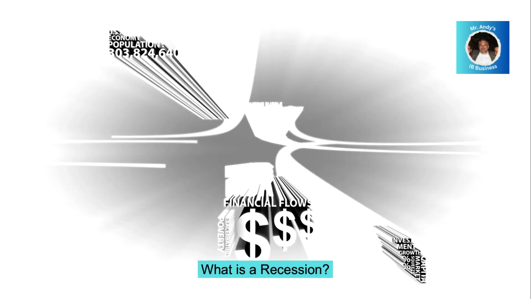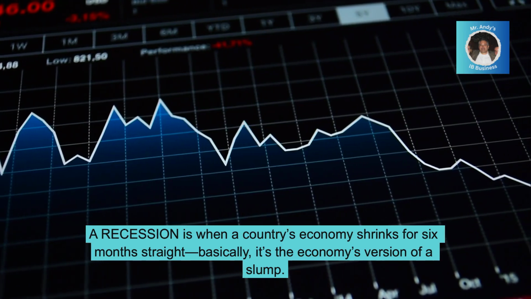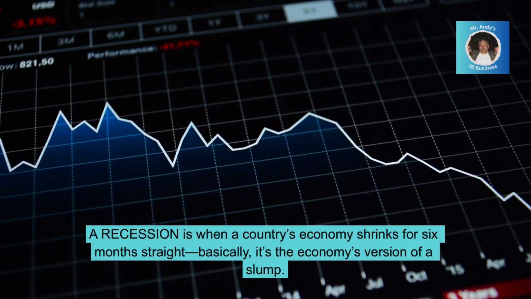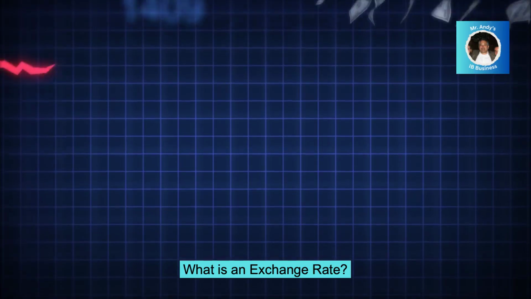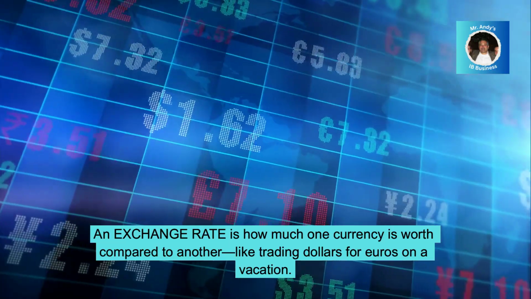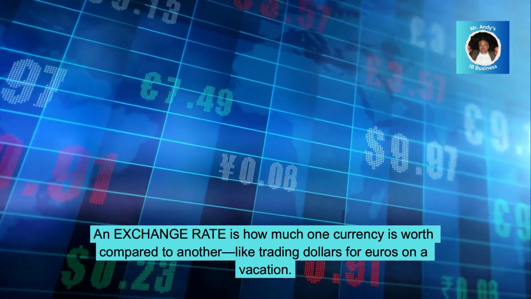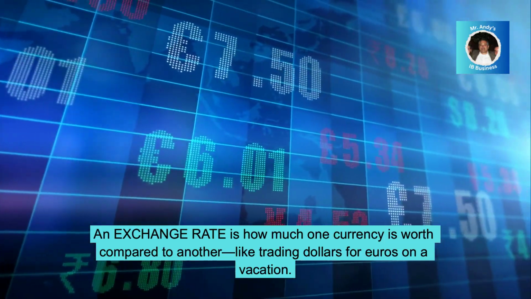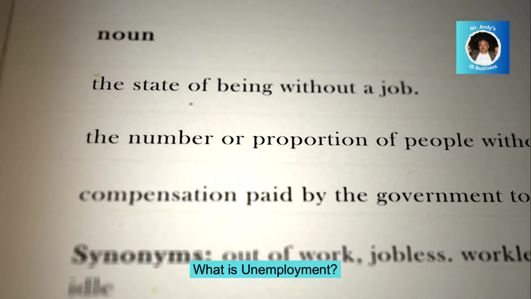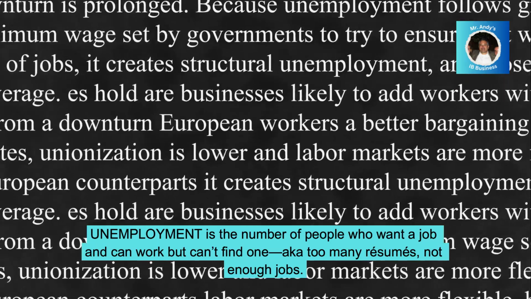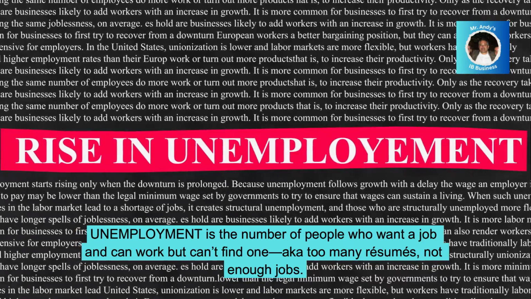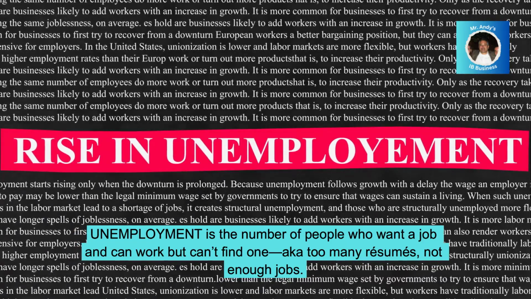What is a recession? A recession is when a country's economy shrinks for 6 months straight. Basically, it's the economy's version of a slump. What is an exchange rate? An exchange rate is how much one currency is worth compared to another, like trading dollars for euros on a vacation. What is unemployment? Unemployment is the number of people who want a job and can work but can't find one, aka too many resumes, not enough jobs.